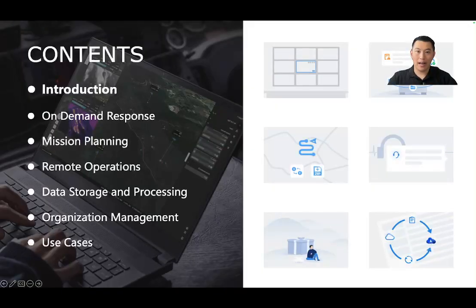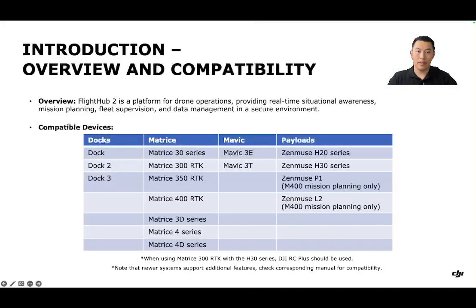I'll start with a high-level introduction of FlightHub 2. FlightHub 2 is a platform for drone operations allowing for real-time situational awareness, mission planning, fleet supervision, and data management. In this chart, you can see the devices compatible with FlightHub 2, including DJI docks, specific Matrice and Mavic devices, as well as certain payloads too. Newer systems support additional features, so be sure to check the manual for compatibility.